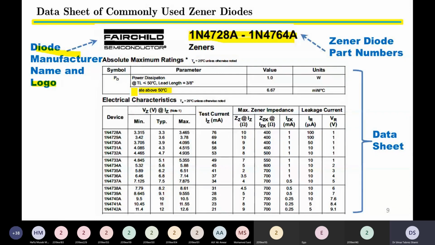So we have to maintain the working temperature less than 50 degrees C. And we have learned this by studying the data sheet. So it will not come out by itself. We have to follow this. Okay, sir.